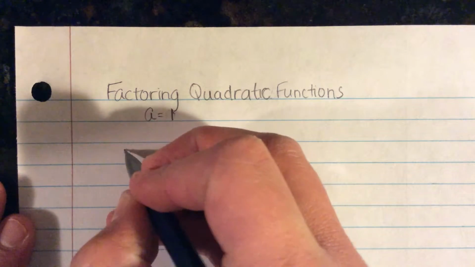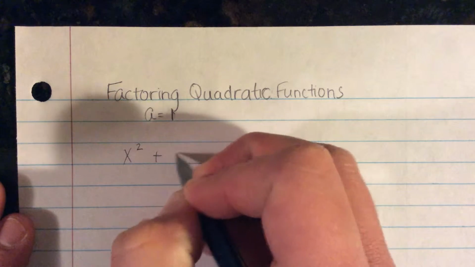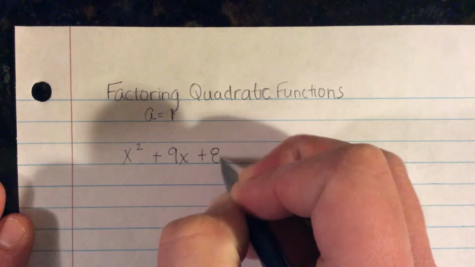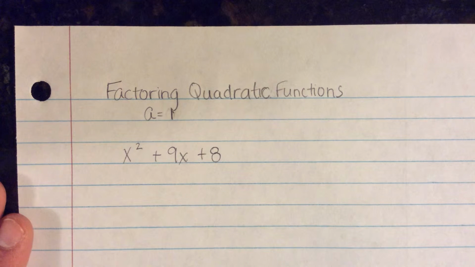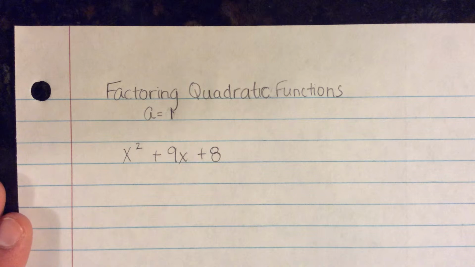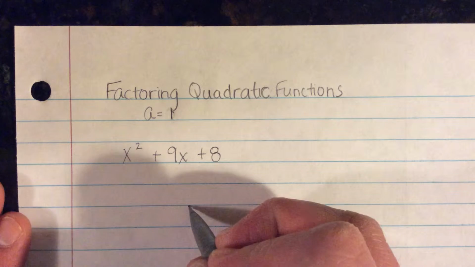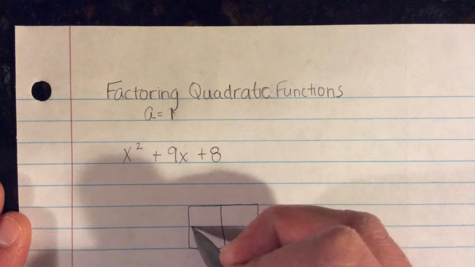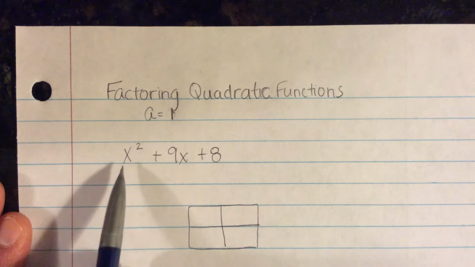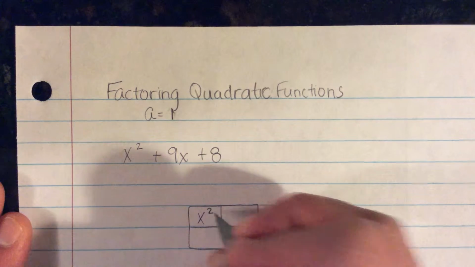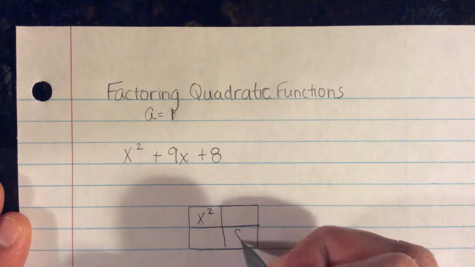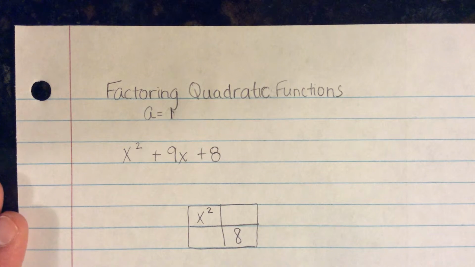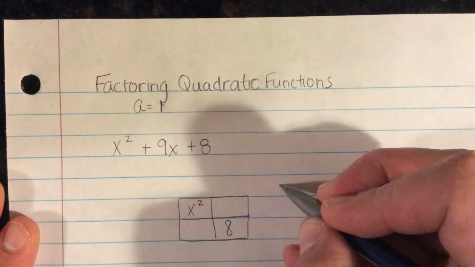In our first scenario, let's take x squared plus 9x plus 8. What we're doing here is actually undoing the area method which we learned before. So we need to go ahead and make our box, split it into 4. Our first term, x squared, goes in the top left box, and our last term, 8, goes in the bottom right. We need to find 2 different numbers.